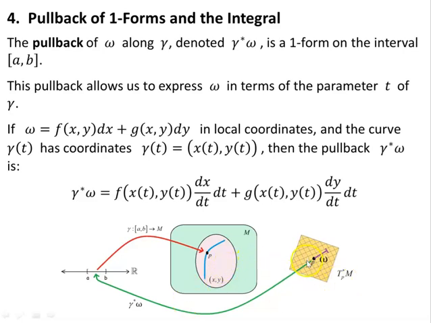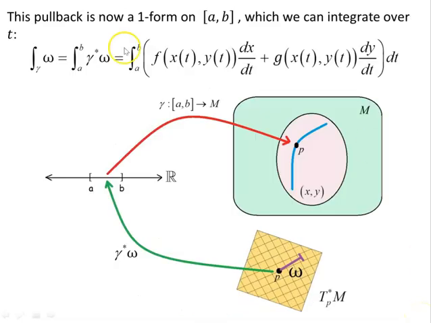And we're going to pull that differential form along the curve. So pull back in that sense. It's going along the curve, and that pulls it back to here, which makes our life easier. This whole thing becomes a function of t, easier to integrate, as you'll see shortly. So this pullback is now a one form on AB, which we can integrate over t.